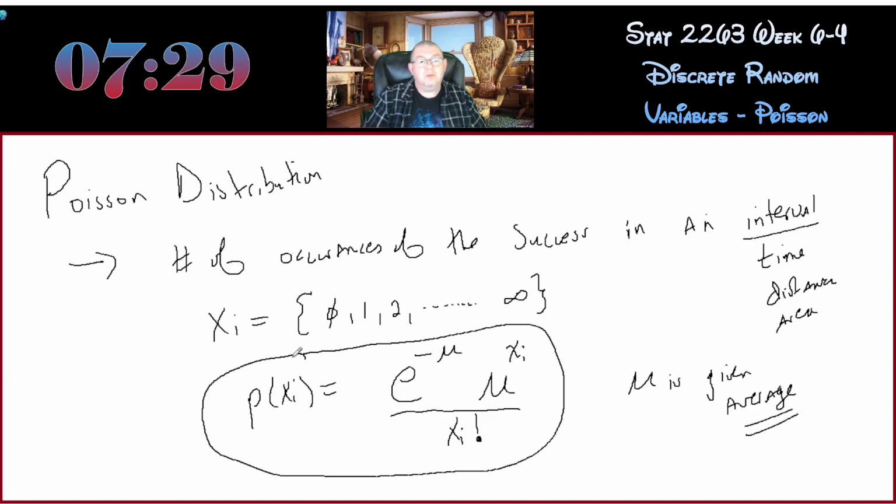E is a number. It's 2.71828, infinitely going like pi. Mu is given. You know, the power has a negative number. There's a factorial on the bottom. People don't love calculating this. And so for this particular one, we will really use tables.